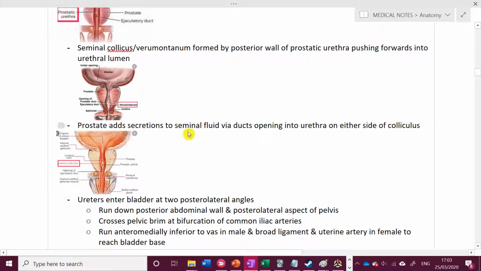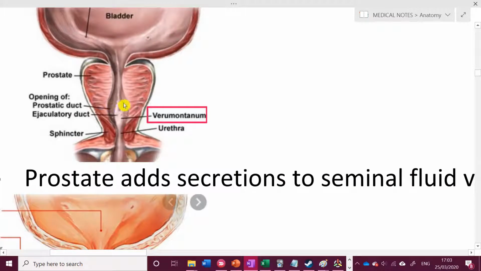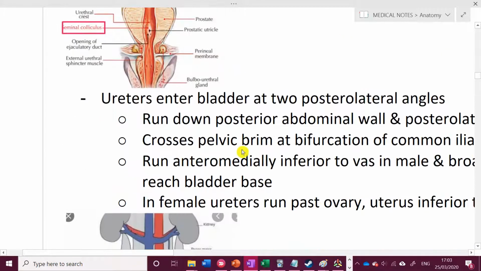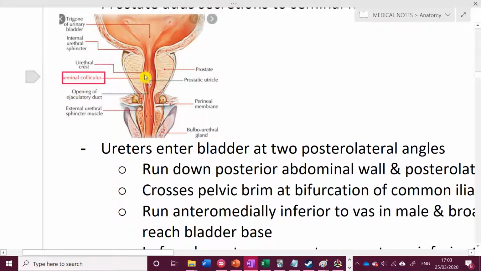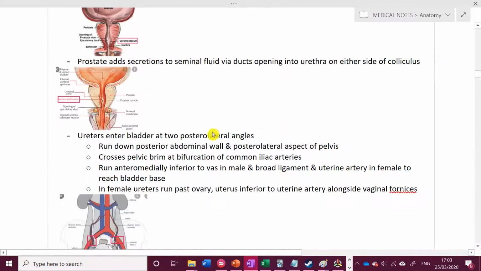And the prostate adds secretions to seminal fluid via ducts opening into the urethra on either side of the colliculus. So there would be ducts on either side of this verumontanum. You can see another picture of the seminal colliculus here, otherwise known as the verumontanum.